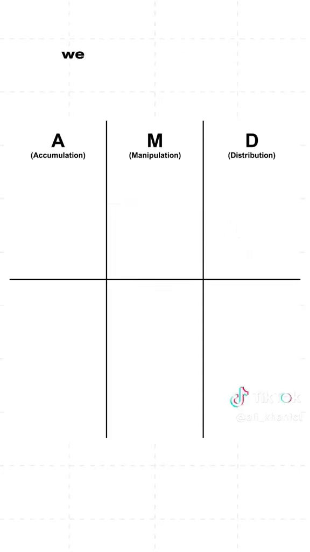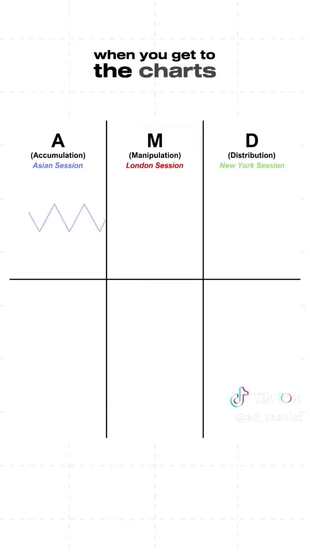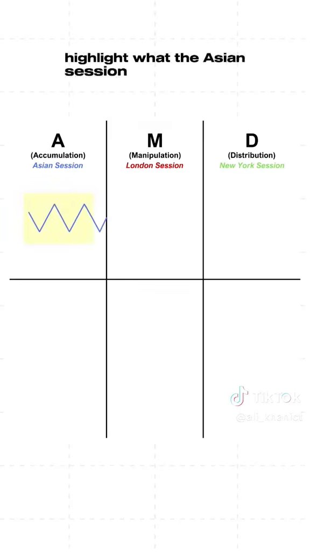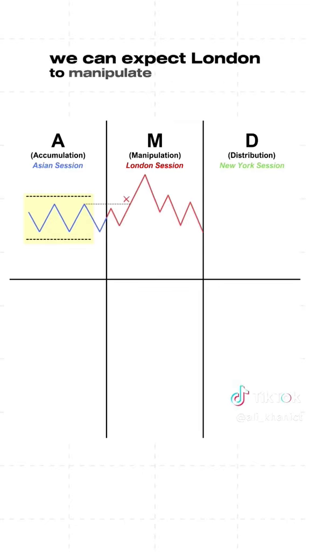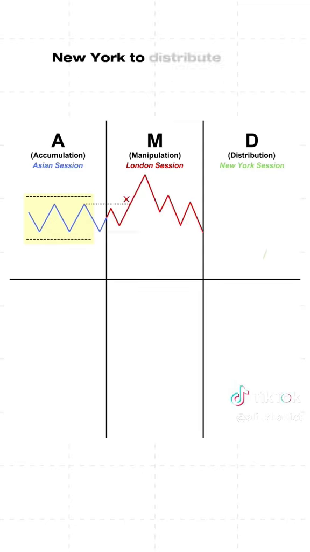Now the trick is we incorporate time into our AMD cycle by looking at the Asian session, London session and the New York session. And here's how we do that. When you get to the charts, highlight what the Asian session has done. Why? Because chances are, if it's accumulated, we can expect London to manipulate and therefore New York to distribute.